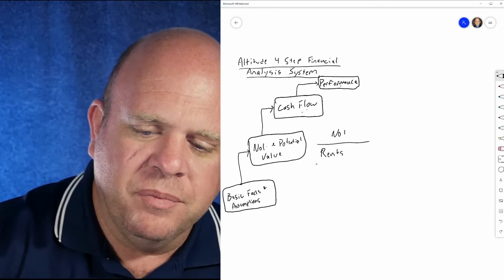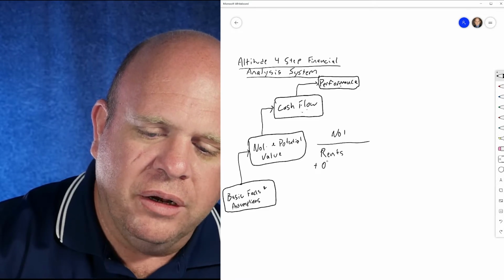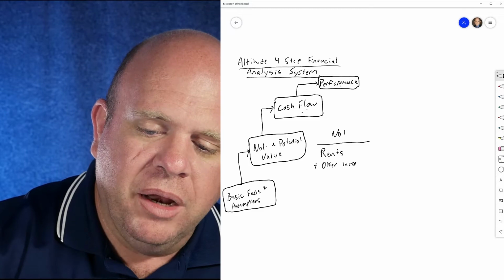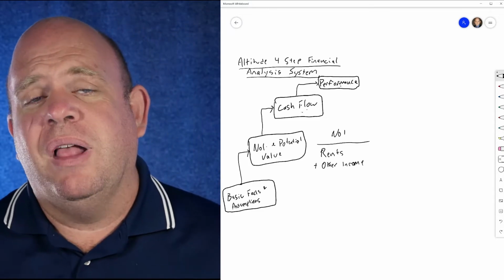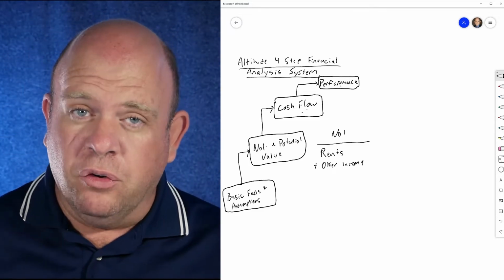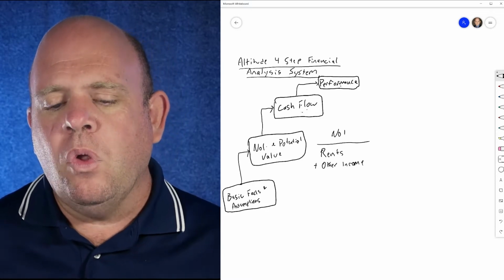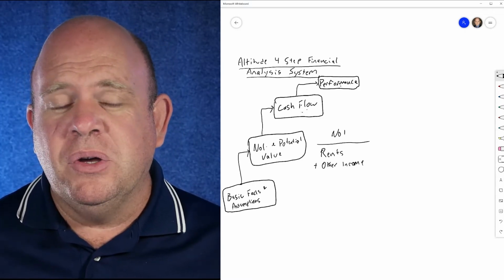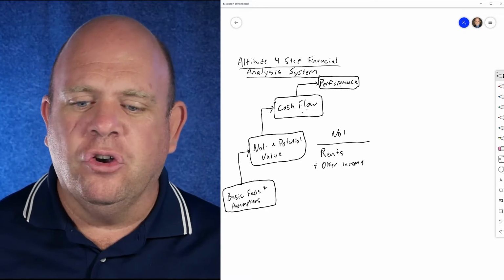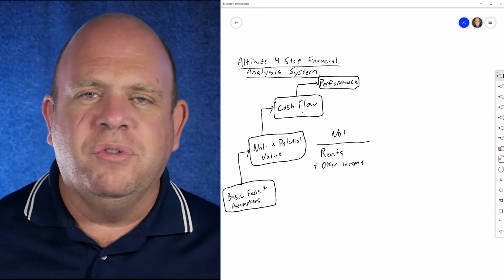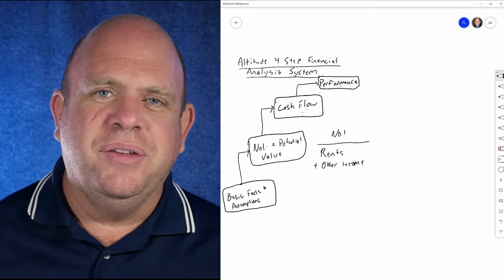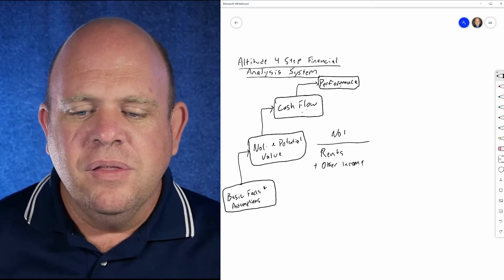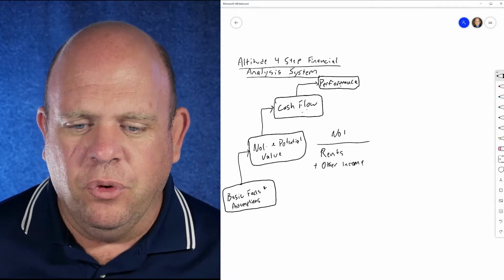So you have rents, and then you also have other income, right? You may or may not, but for an apartment building, you'll have other income in the form of your laundry most of the time. Or in an office building, you may have other income in terms of other sorts of things that just take place in the building. Maybe there is a cell tower, or maybe there's something like that that produces other income for the property.